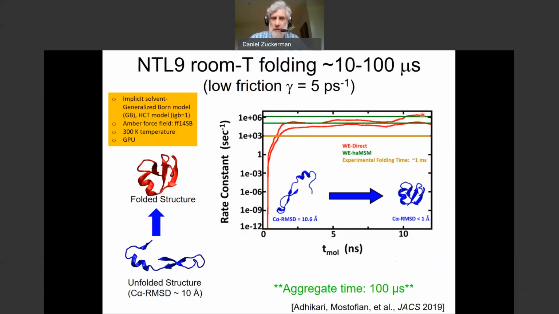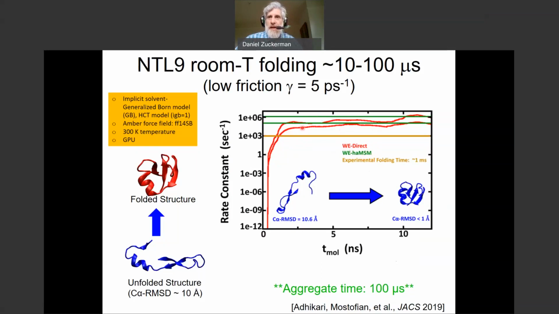This is a protein folding study that we did on a few different proteins, or really two proteins, but three different models total. So one is the NTL9 protein at a low friction condition. And what you're seeing here in the red lines are estimates of that probability entering the folded state just directly from weighted ensemble simulation. So we call it WE direct. But another thing we can do is take the data from those simulations and actually use them to construct one of those history augmented Markov state models. And then we get the estimate shown in the green.